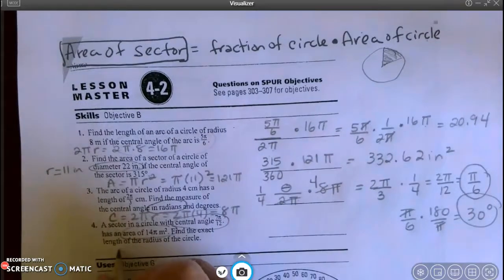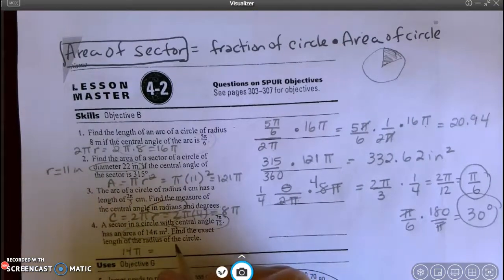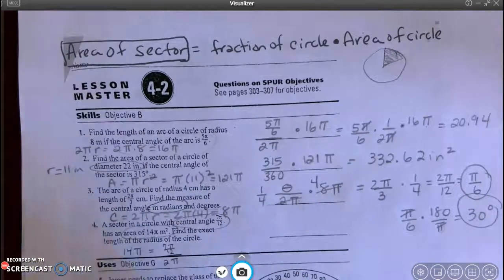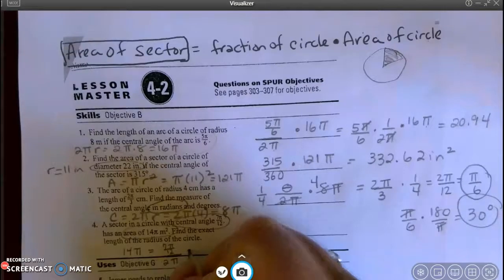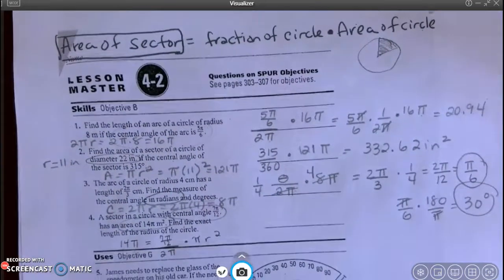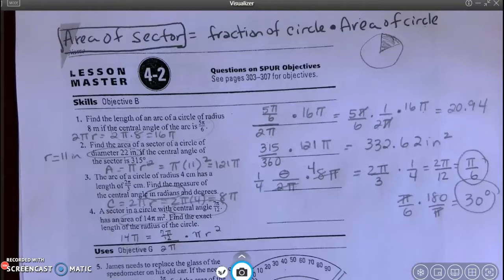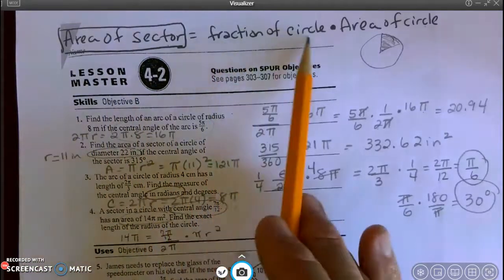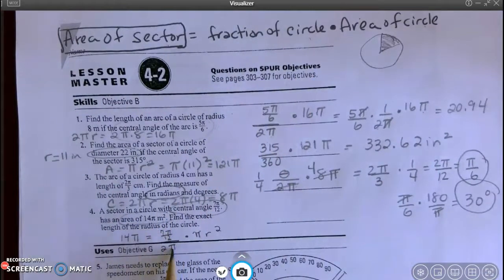meters squared. So my area, I'm going to use the formula that I have up above: 14 pi equals my fraction of the circle, which is 7 pi over 12, all out of 2 pi, times the area of my circle, which would be pi r squared. And I don't know what the radius is. That's what I'm trying to find. So all I've done is use this formula for area of a sector: area is 14 pi, fraction of the circle 7 pi over 12 out of 2 pi, area of the circle pi r squared.